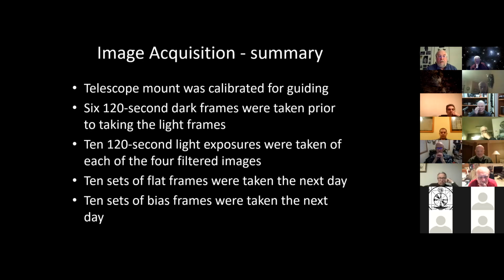So here's my image acquisition summary. I get the telescope mount, calibrate it for guiding. And then while it's guiding, I take my dark frames so that it has at least 5, 10, 15, 20 minutes of guiding. And then I take the 10 120-second light exposures for each of the 4 filters. And then the next day, I'll take the set of flat frames and bias frames with the whole setup the same, with the temperature the same as I took during the light frames.